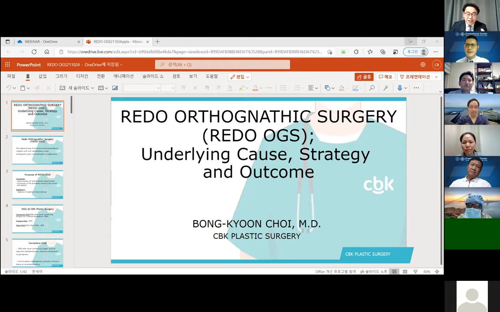Actually, in one case in my presentation, the patient just complained of facial asymmetry, but I found there was a TMJ dislocation, and I pushed it back to the right position. And if there is a TMJ problem, actually, I'm not an expert in TMJ disorder, so I always cooperate with orthodontists who are very good at TMJ disorder.